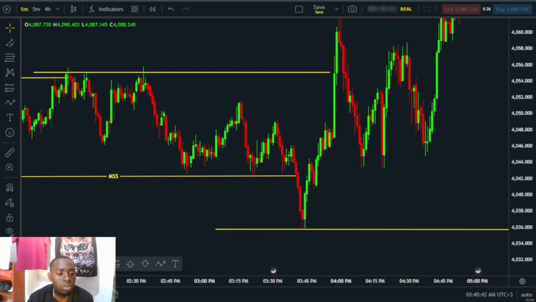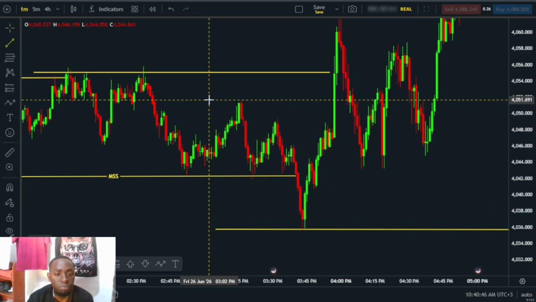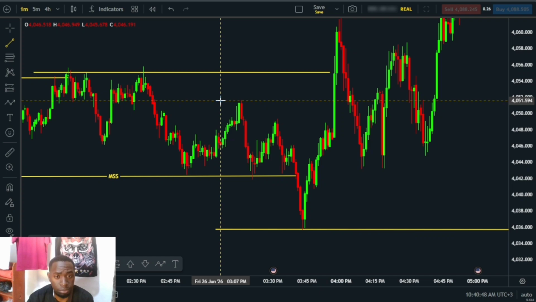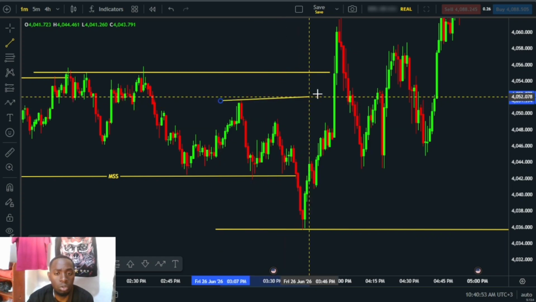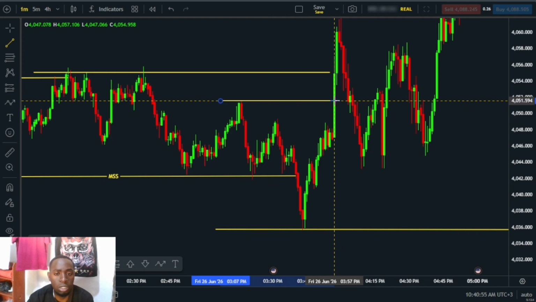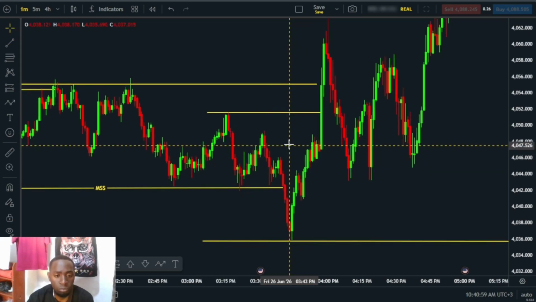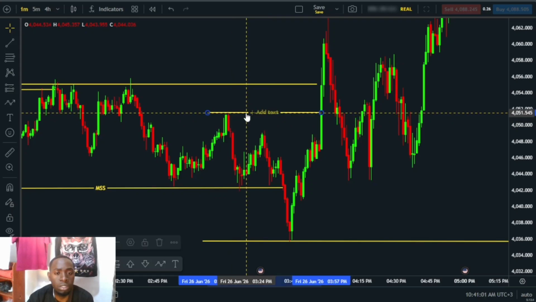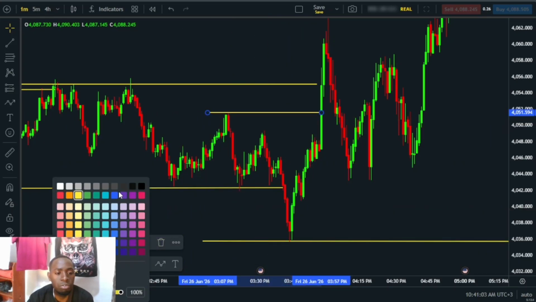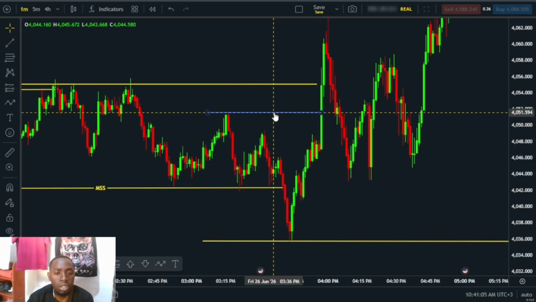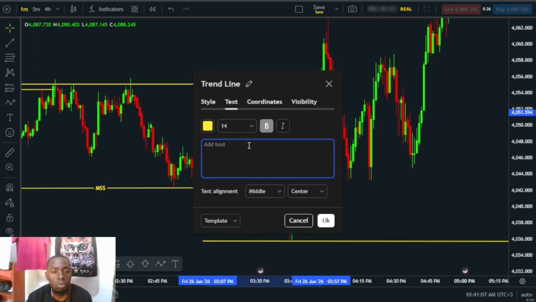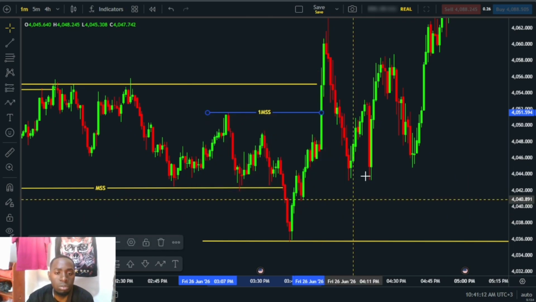What do I look for next? I look for a market structure shift on the fractal time frame, that's the 1 minute. So that's our low right there, our lower high right there, and I always mark this with a different color. We can mark it using blue. That's our 1 minute MSS right there being formed.